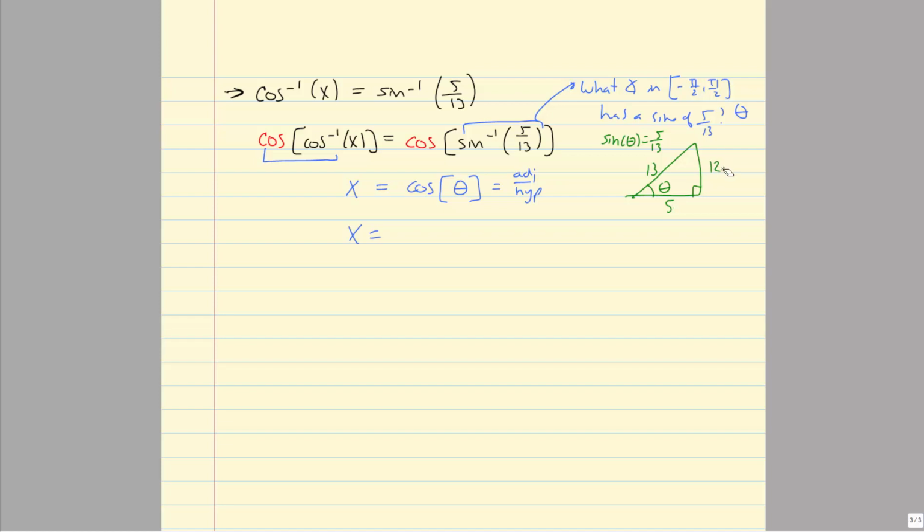Okay, I have these backwards. Sine is opposite over hypotenuse. And this is my adjacent side. So the cosine would be 12 over 13, the adjacent over the hypotenuse. So this works really slick.